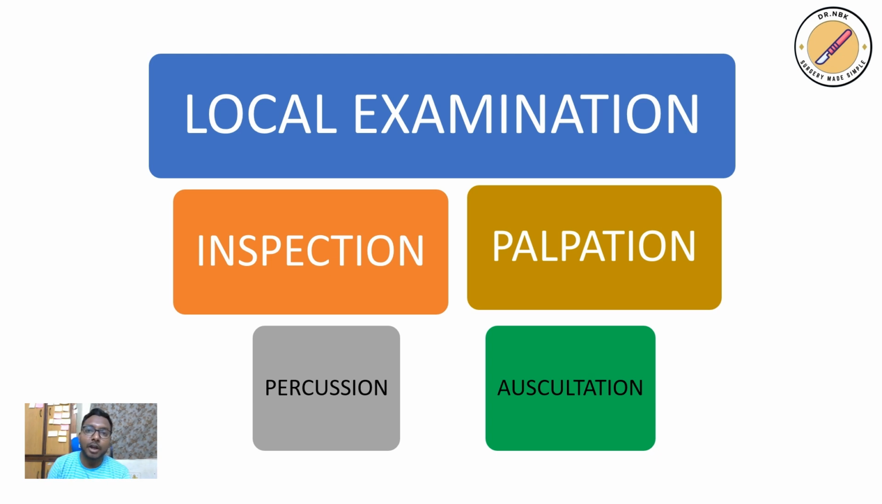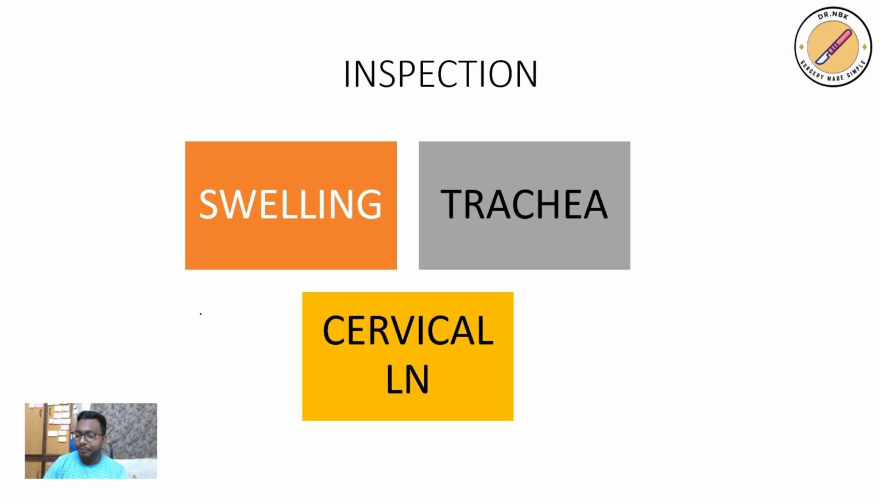See, basically, whenever we are examining a swelling, the basic headings that will be there is inspection, palpation, percussion, and auscultation. Please understand that all the four headings may not be applicable for all the cases. So in goitre, we need to see that all the four headings are applicable, and we will see one by one, right?